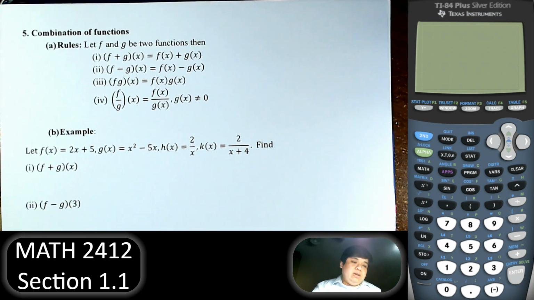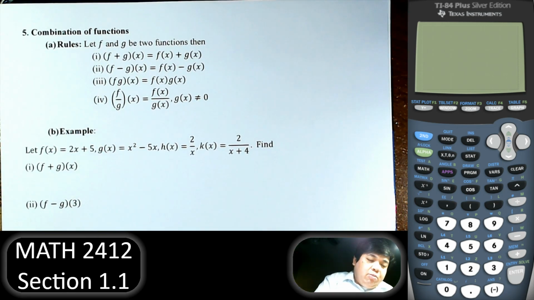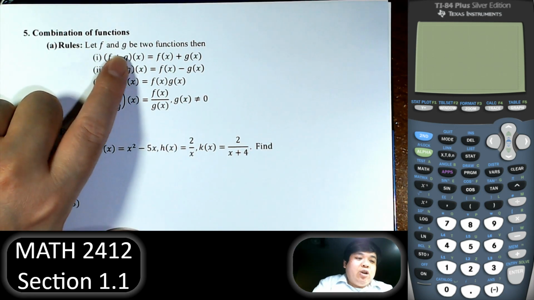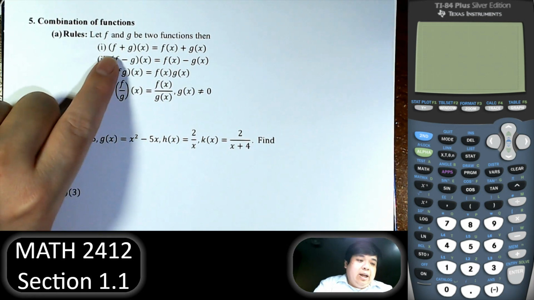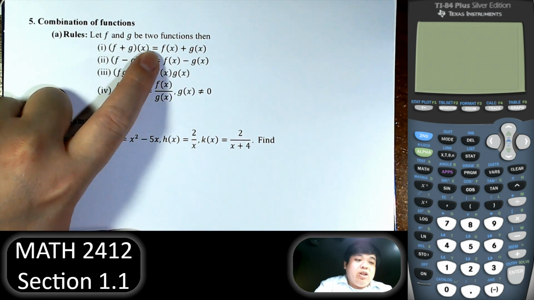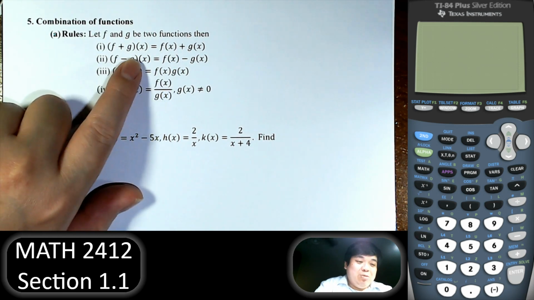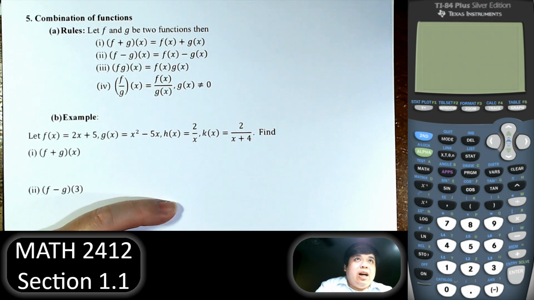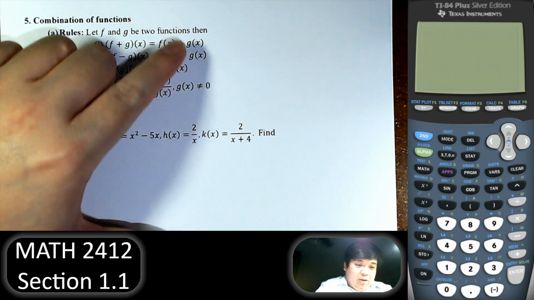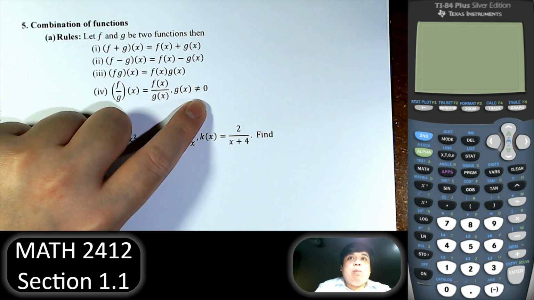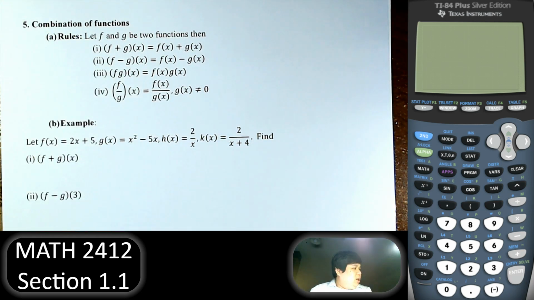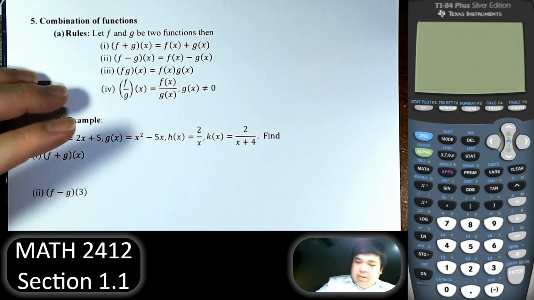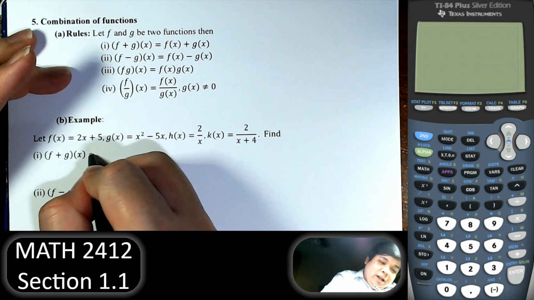Combination of functions. Now, let f and g be two functions. Then when we add two functions, we just add them, pretty much. Subtract, multiply, or divide. Rather obvious, right? The only difference here is we cannot divide by 0, which of course is undefined, so we never do that. Right. So now we have some examples here.